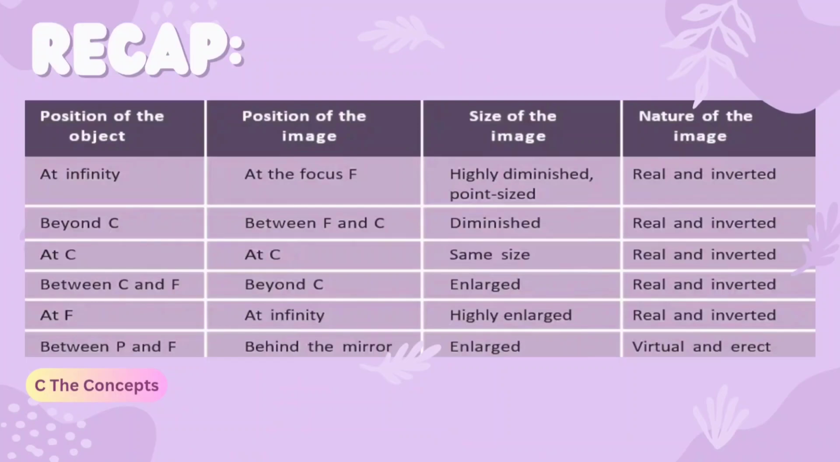If we keep the object between C and F, the image will be formed beyond C, enlarged, real and inverted. If we keep the object at F, the image so formed will be at infinity, which will be highly enlarged, real and inverted. And the last one, if we keep the object between pole and focus, the image will be formed behind the mirror, which will be enlarged, virtual and erect.